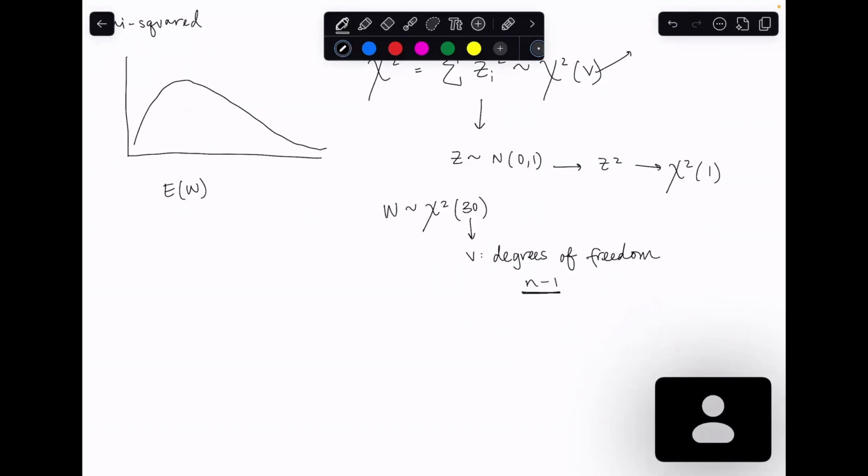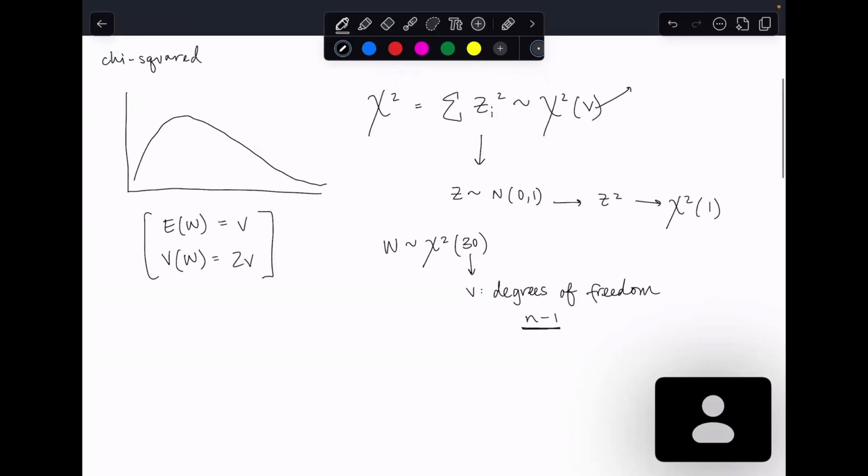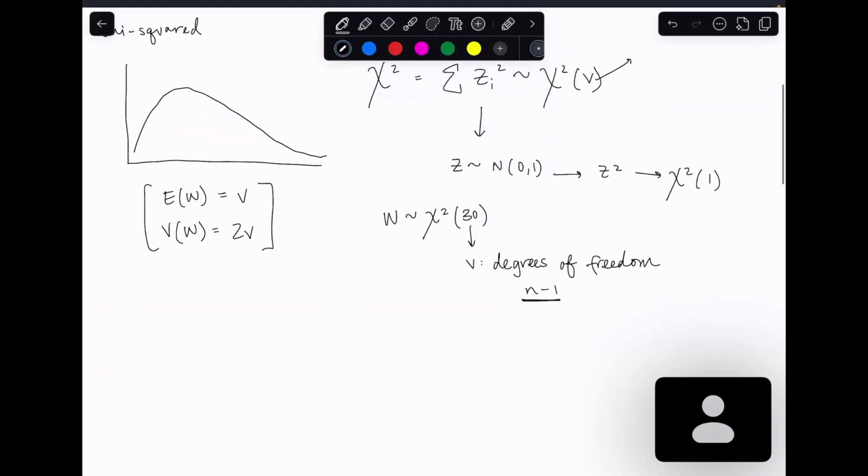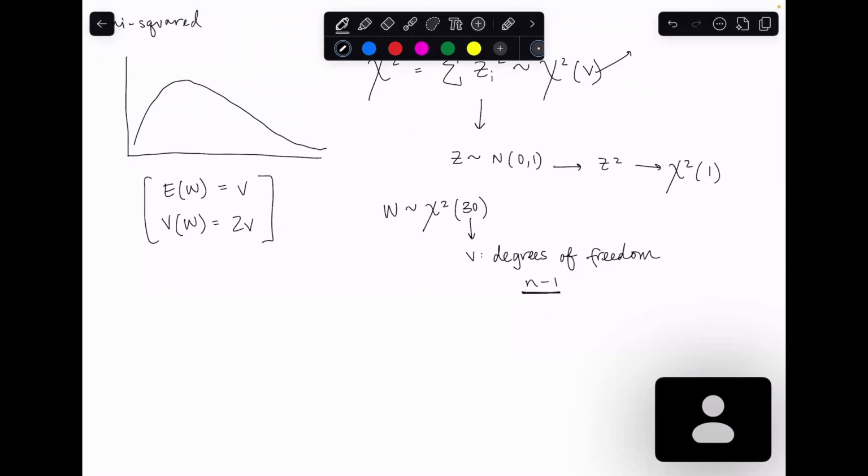A few things to remember is the expected value of w, if w follows a chi-squared, is going to be equal to v, or the degrees of freedom. And the variance is equal to, does anyone know? It's 2v. So not too difficult. This would be very useful to remember if you're asked a question about the mean or the variance of a variable that follows a chi-squared distribution. So let's practice using the chi-square table.